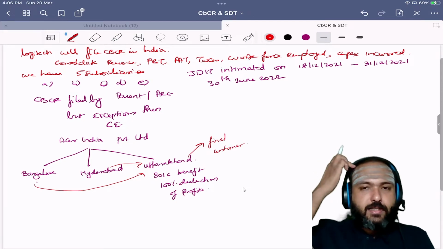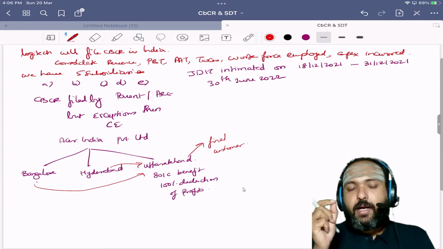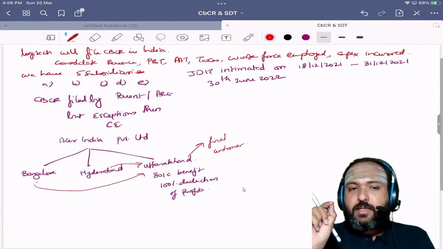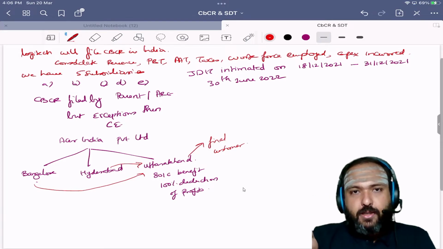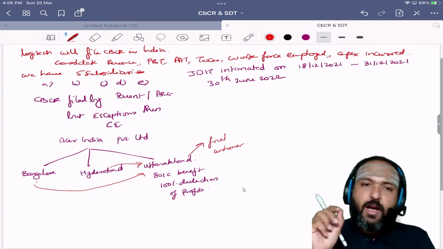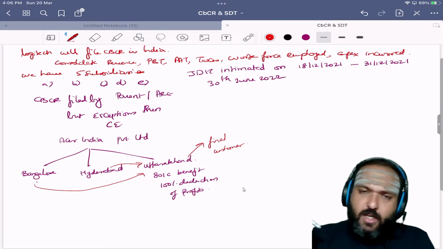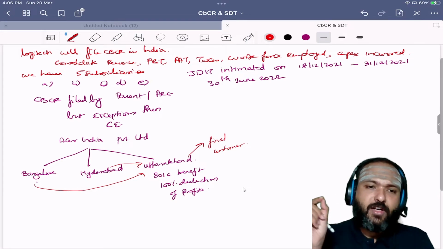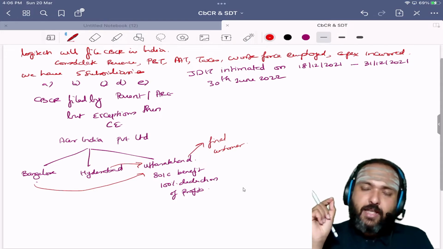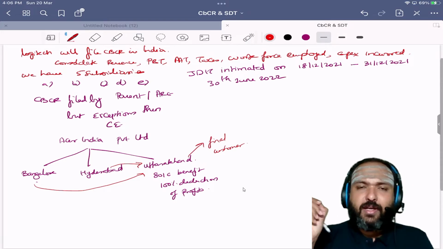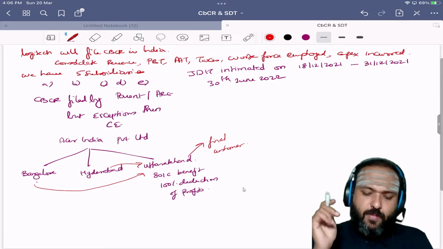So what is the transaction? Bangalore and Hyderabad division will transfer goods to Uttarakhand. So it is an inter-unit transfer, correct? It is an inter-unit transfer. Or let us assume that there are various small subsidiaries for Acer: Acer Bangalore Private Limited, Acer Hyderabad Private Limited, Acer Uttarakhand Private Limited. Let us take it like that, or within the group also, as the case may be.